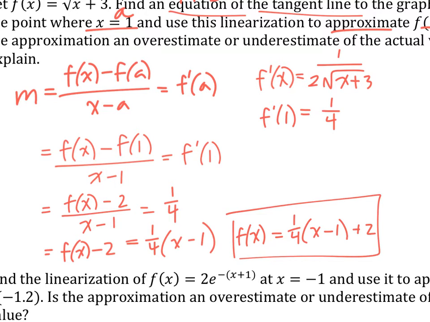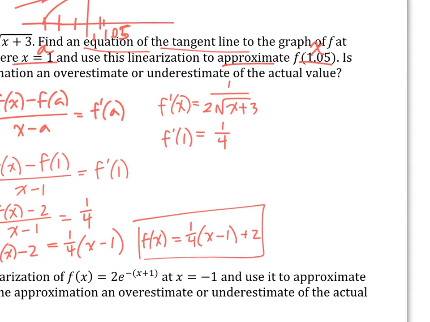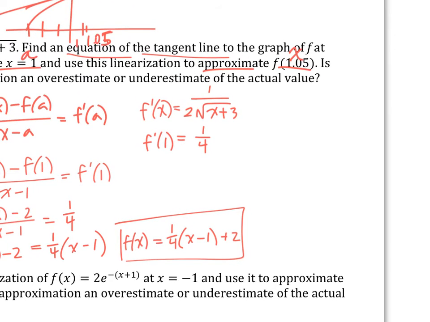This is the linear line that goes through the point at 1 on this graph. We are going to use this line to predict what's going on at 1.05. So 1.05 is the x. So this is going to be f of 1.05 equals 1/4 times 1.05 minus 1 plus 2. And you just need to calculate that.